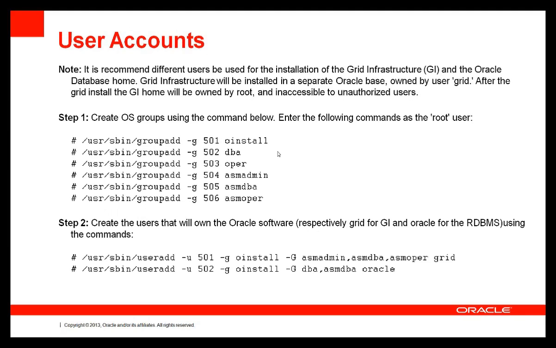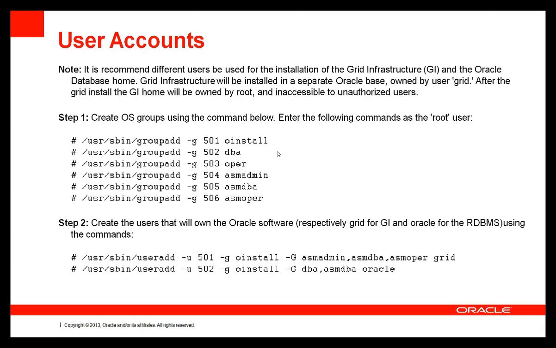The first thing that we need to do is create user accounts. It is recommended for different users to be used for the installation of Grid Infrastructure and the Oracle Database home. So this is the installation that we'll be performing in this demonstration. The Grid Infrastructure home will be owned by the grid user. The Oracle home will be owned by the oracle user.